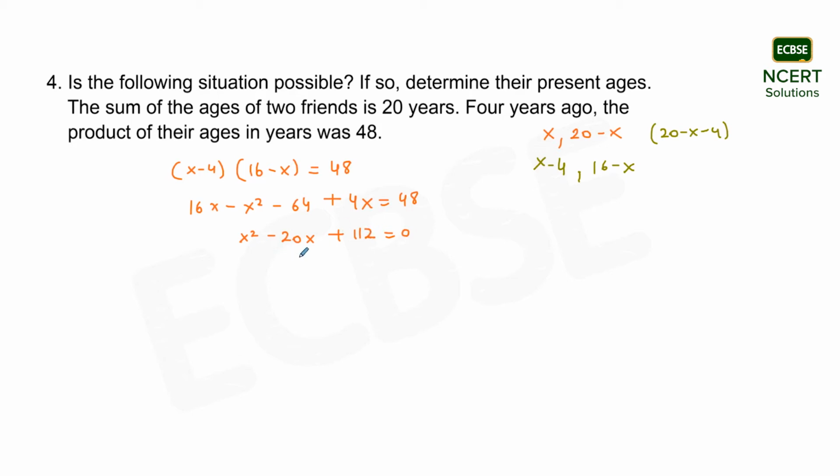So in order to proceed further, we need to find whether or not this situation is possible. That is, whether we are able to find the real roots of this quadratic equation. So in order to determine whether we obtain the real roots of this quadratic equation or not, we will be finding the value of the discriminant. So the discriminant of the quadratic equation is equal to b square minus 4ac.